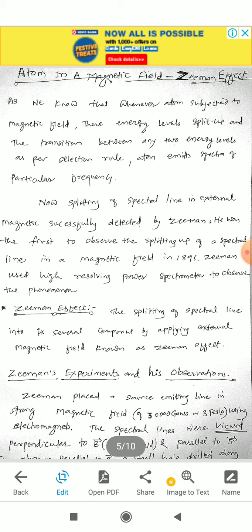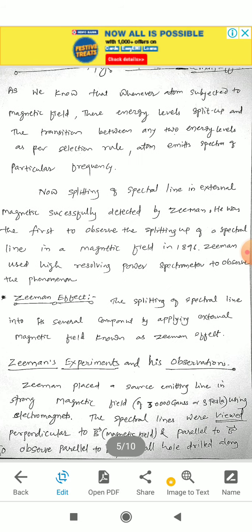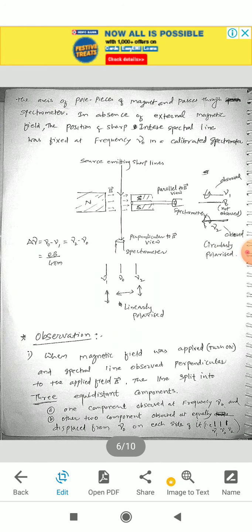If three lines are observed, then it is known as the normal triplet. If more than three lines are observed, that is another type of Zeeman effect, the anomalous Zeeman effect. So there are two types of Zeeman effect possible, the normal triplet and the anomalous. Now Zeeman placed the strong magnetic field perpendicular. If we observe this diagram, you will understand.